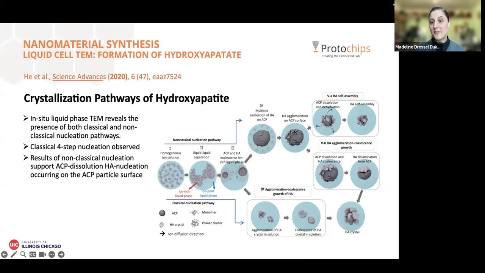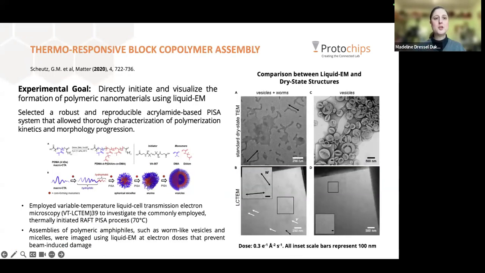Another example here, this is a soft material, is looking at growth of polymeric nanoparticles. In this case, it's a much more complex system than just metallic ions. It's a polymer, a block copolymer system. I believe it's a DMA, and they're watching the formation of these monomers into these larger particles, but they're also using variable temperature.